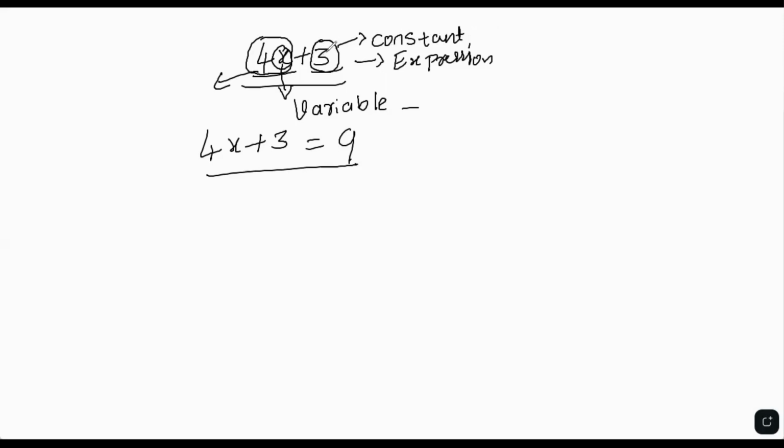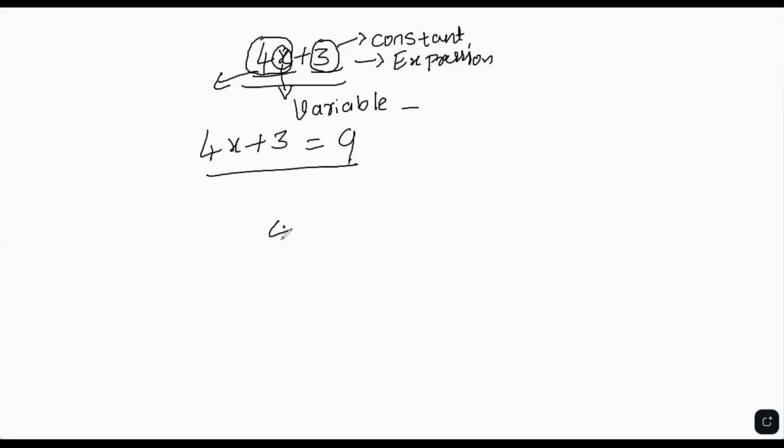The constant terms are what? Numerals, right? Why do we call it a constant term? Because it doesn't change its value, right? Any numerical value doesn't change its value. So we call any numerals as constant.